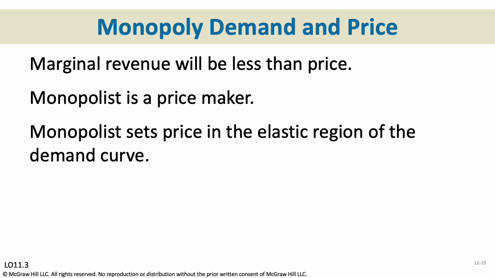So in a monopoly with demand and price, marginal revenue is going to be less than the price. The monopolist is the price maker. Marginal revenue is less than the price after the first unit is sold. The price maker is a firm with pricing power. So if you're the only game in town, you can make the price whatever you want. They set the price in the elastic region of the demand curve, so revenues will be higher and costs lower. The monopolist avoids setting the price in the inelastic range of demand because doing so would reduce total revenue and increase cost.